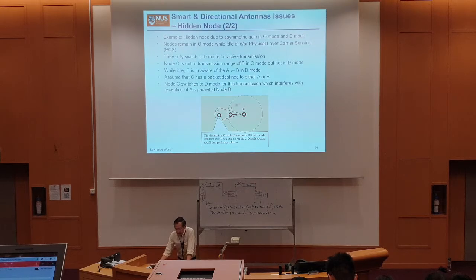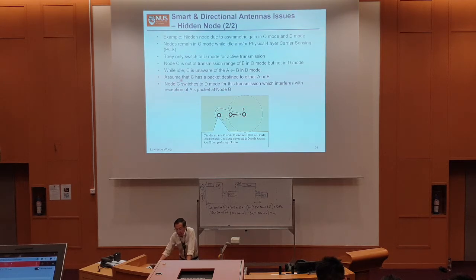Node C, as you can see here, is out of transmission range of B, because B is in O mode and not in D mode right now. So while idle, C is unaware of the B to A communication, because he didn't hear the O mode. The O mode was used to send the RTS and get the CTS, but this signal didn't go far enough here. C didn't hear it, so it's not aware of this.